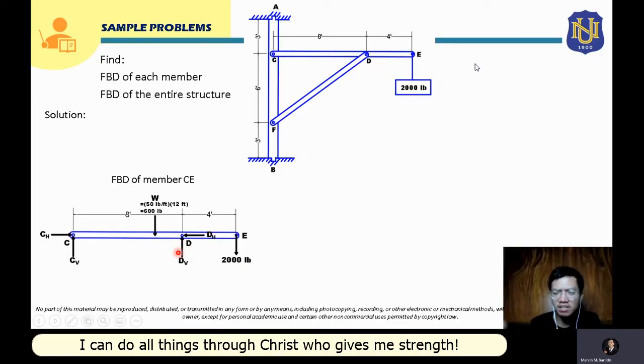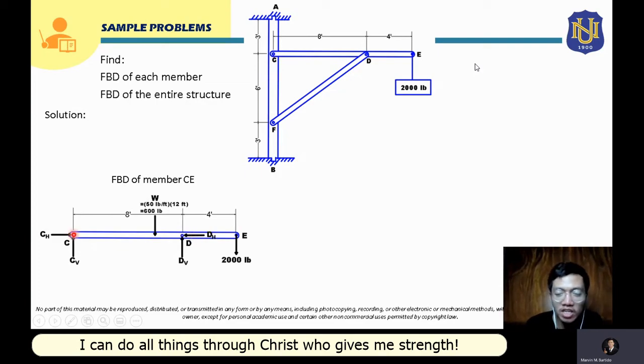Still, these assumptions are not sure yet. These assumptions will be proved correct in our solution. So in this case, it's okay if we assumed it wrong. But here, this will be our assumption.